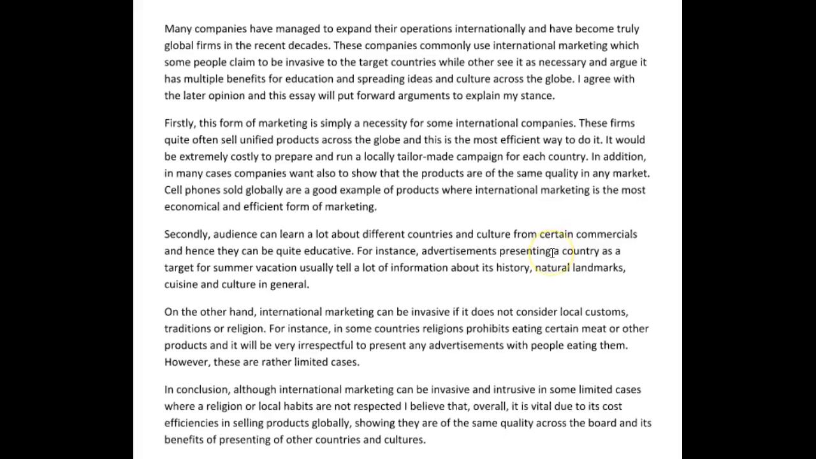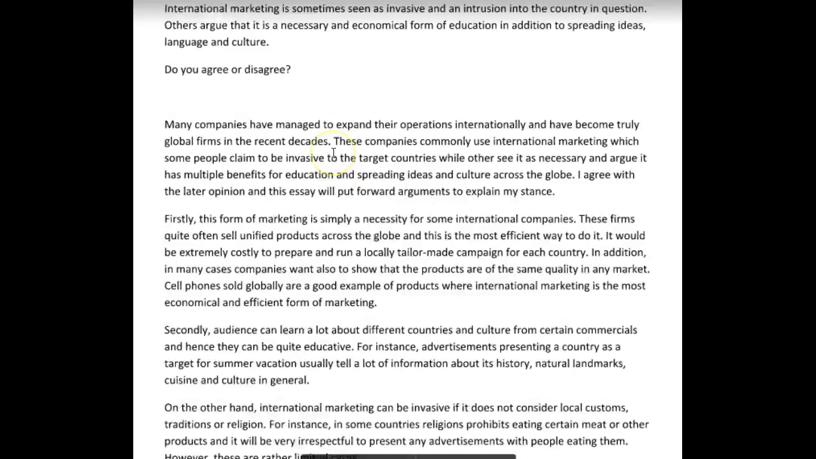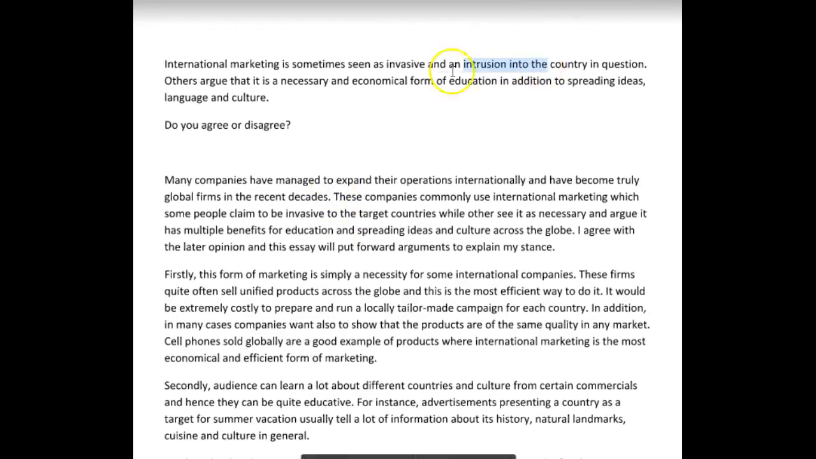So let's have a quick read through. So in paragraphs, especially in this essay, I would only expect 2 body paragraphs. It's perfectly fine to do 3, but given that there are only 2 ideas, is it invasive and intrusive? Or is it necessary economically? So really we need to consider both of those ideas, bookended by an intro and a conclusion.